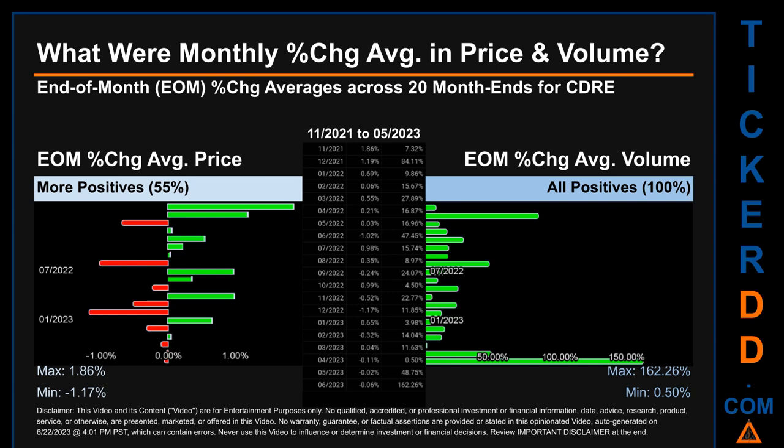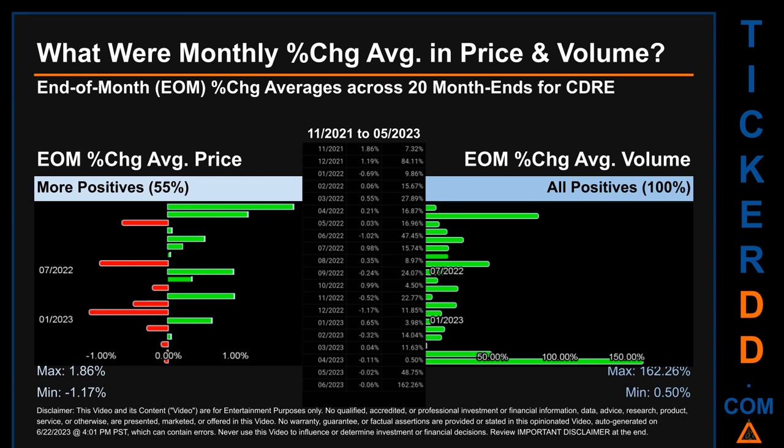What were end-of-month percentage change averages in price and volume for CDRE? The monthly average of percentage change in price and in volume were calculated for each of the 20 month ends. That calculation took daily percentage changes and averaged them for each given month. If a month end came out negative, then it means that the month summarily saw a negative change.